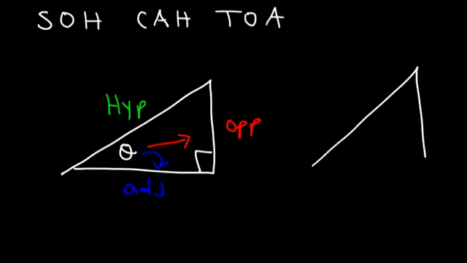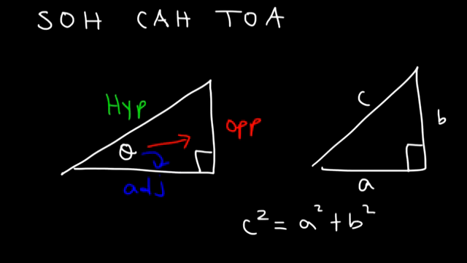Now, if you recall, this is A, B, and C. The Pythagorean theorem applies to right triangles. A squared plus B squared is equal to C squared. But we're not going to focus on that too much, just be familiar with that equation.